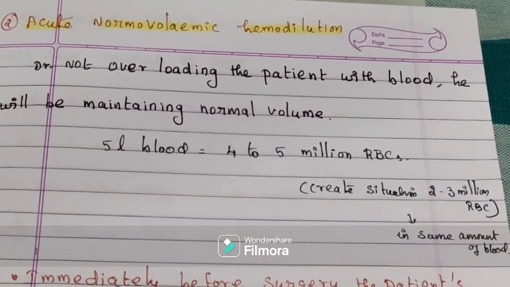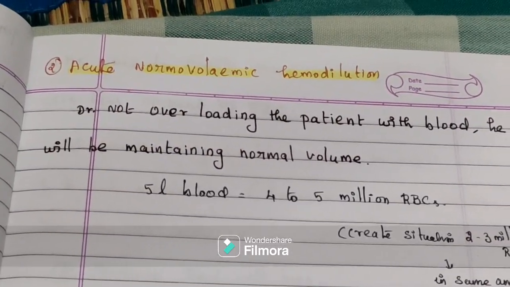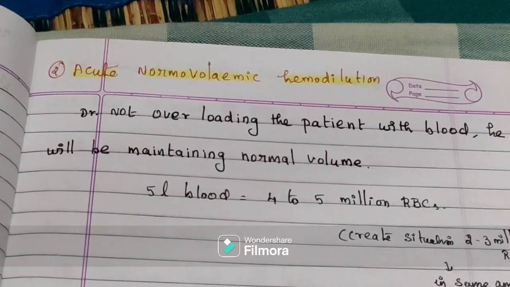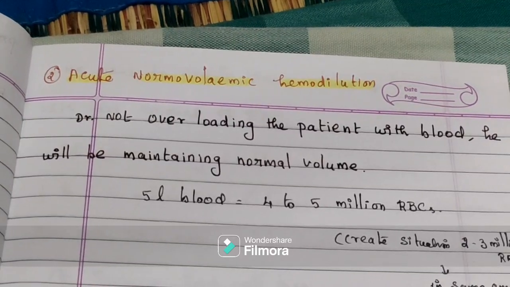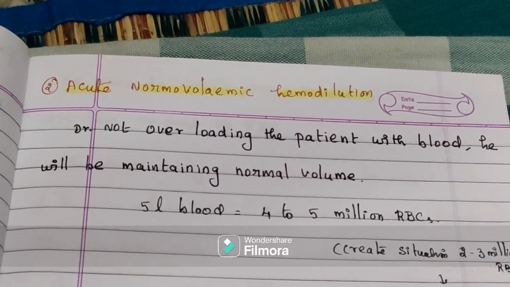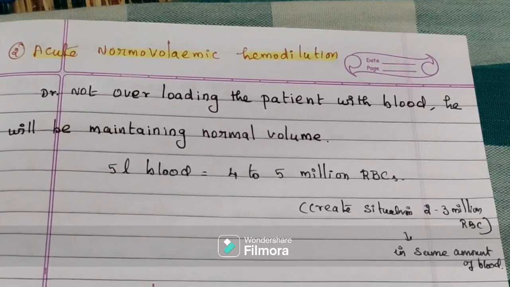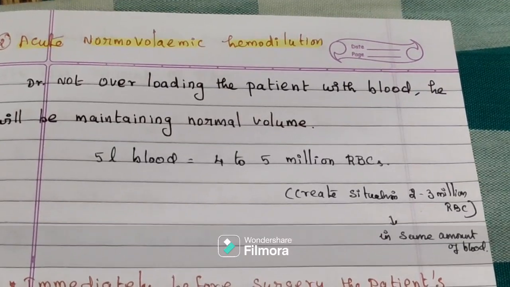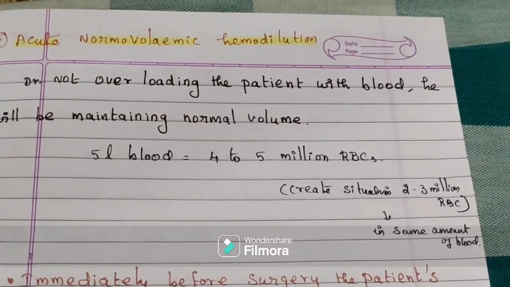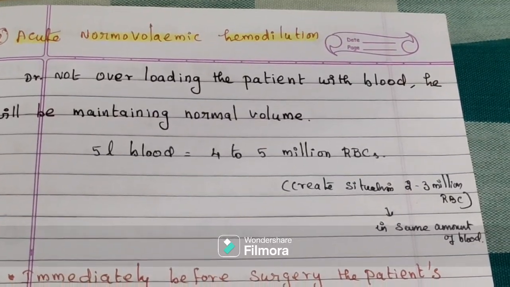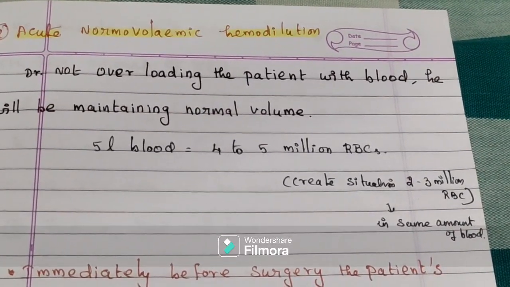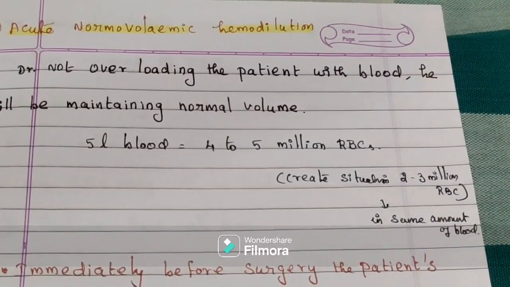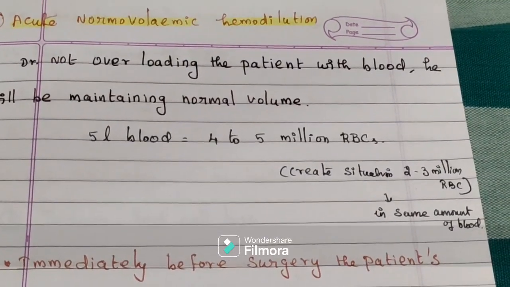For example, usually in 5 liters of blood there are 4 to 5 million RBC, but the doctor will create a situation wherein just 2 to 3 million RBC will be there in that same amount of blood. So immediately before surgery, 1 or 2 units of the patient's whole blood are collected. For example, 1 liter of blood, or 600 to 700 ml of blood is collected from that patient. Whatever 800 ml of blood is collected before surgery is replaced.